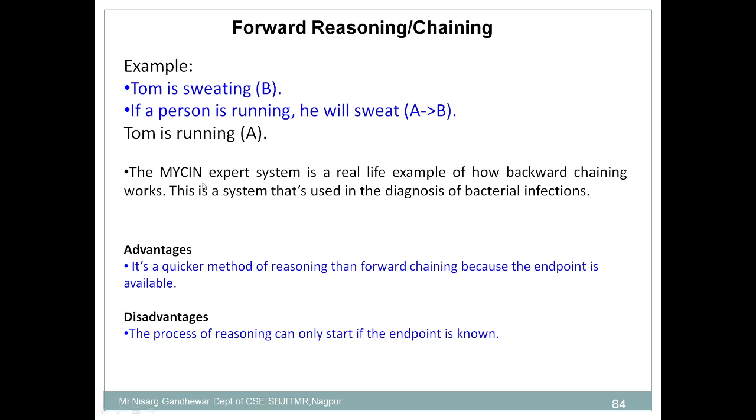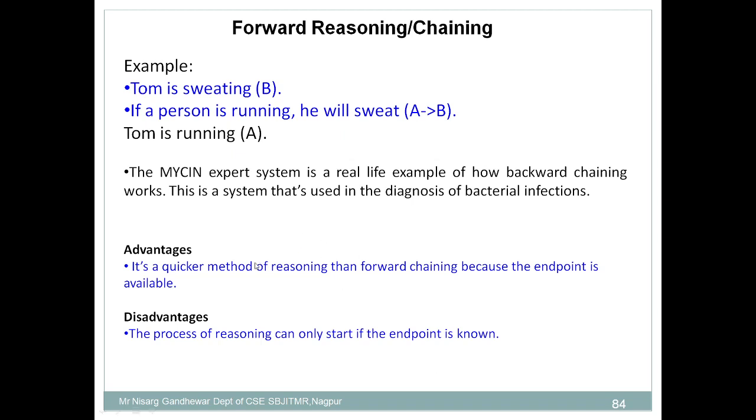And backward reasoning can be used in the expert system Mycin. Mycin is an expert system where we can use backward reasoning, and this system is used for predicting or diagnosing disease. We enter some symptoms, and based on these we find out the particular disease from which that person is suffering.